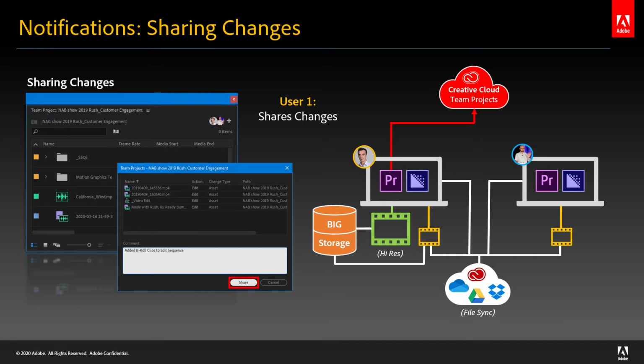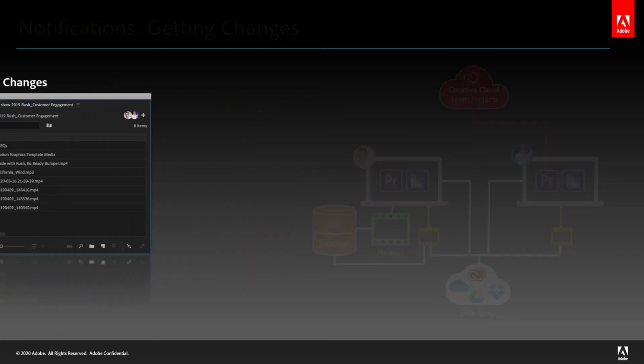When executing Share Changes, an interface appears showing a list of the assets affected since the last version share and a comment area across the bottom. Completing the share pushes the Team Project metadata into the Creative Cloud, making a new version that others can now get.